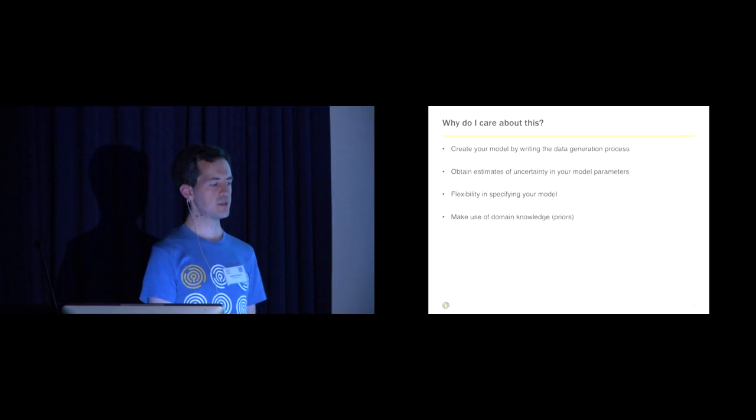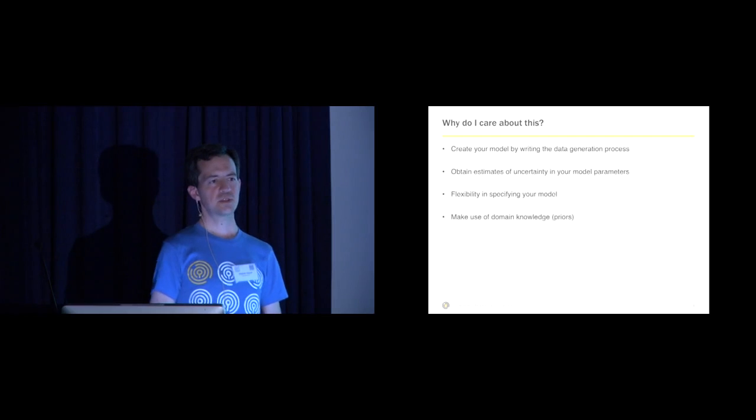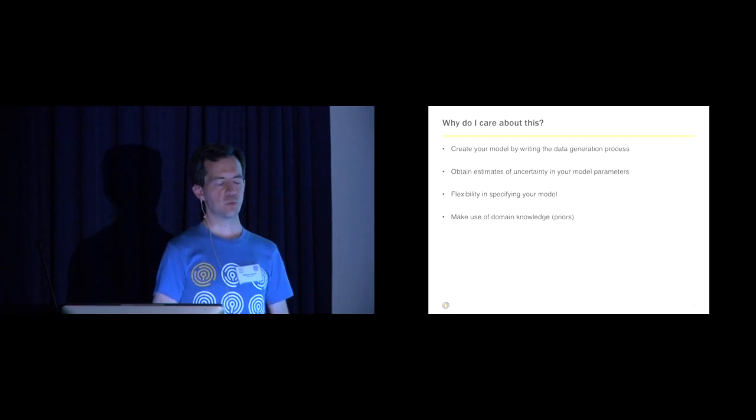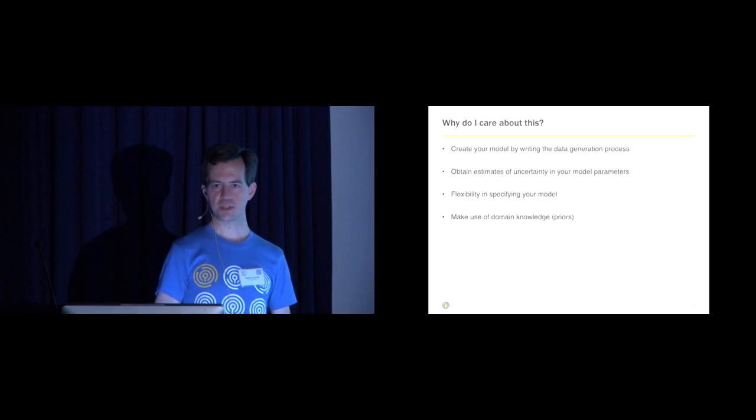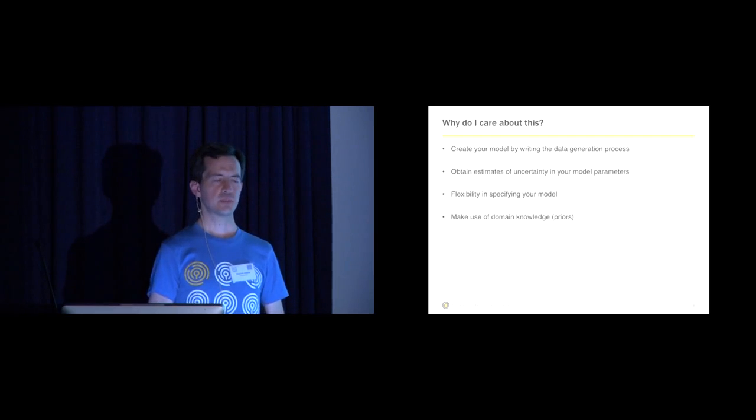And of course, you can make use of your domain knowledge. There's two ways that this comes in. One is through the model itself. Whenever you're training a model, trying to learn about the world with machine learning, you're always implicitly codifying something about the problem with your model.